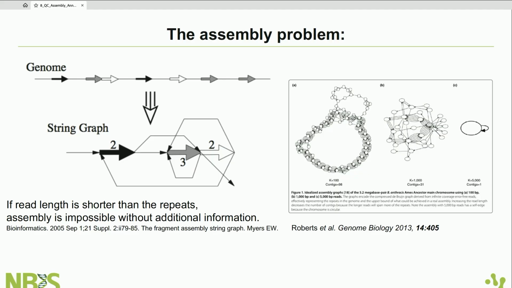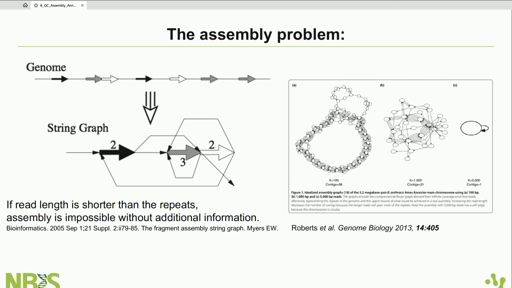And that causes some problems. I take rather old references here, but they still illustrate the point. So, what you can see, with the pointer here, on top is the genome, very simplified, and here is a graph representation of that genome. And that is how most assembly software works.